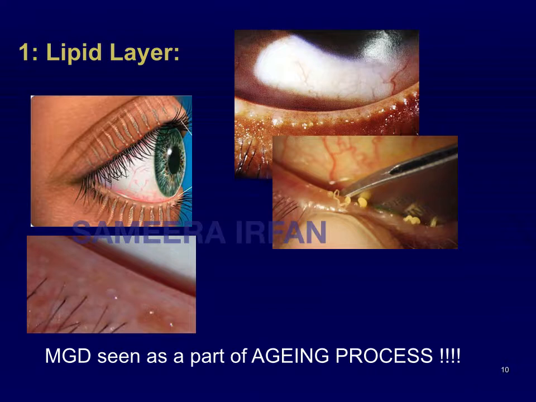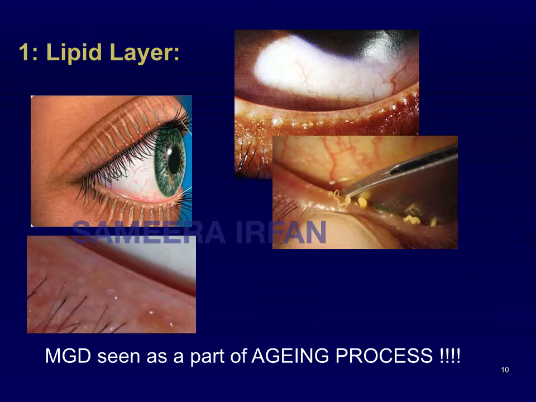Meibomian gland secretion is under the influence of androgen hormones, which are produced in the body in minor amounts in women, but in large amounts in men. Androgen deficiency occurs as a part of the aging process in postmenopausal women, and lack of androgens impairs the secretion of meibum. So when this secretion of meibum is reduced, the meibum that is already present inside the meibomian glands and in the meibomian ducts becomes thick.